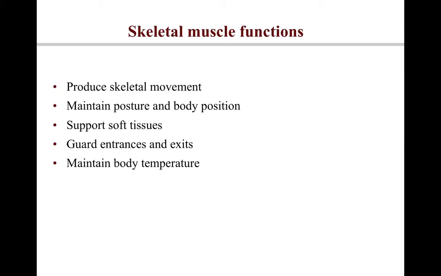Some of the functions. Number one is to produce skeletal movement. We can move from one region to another. We can stand erect. The movement part is, for example, I can walk or I can speak. There are muscles around my lips that help me in the process. I can blink my eyes. This blinking is done by the muscles of the eye. So any sort of movement in your body is done by the skeletal muscles. We learn that there are different kinds of muscles, but here we are focusing on the skeletal muscles.